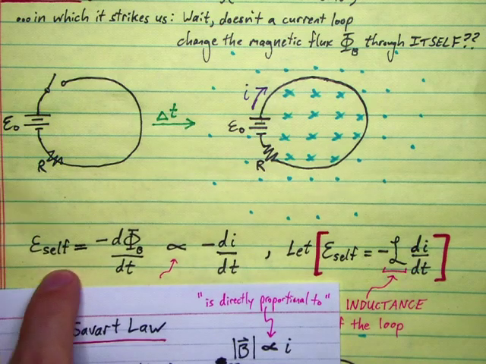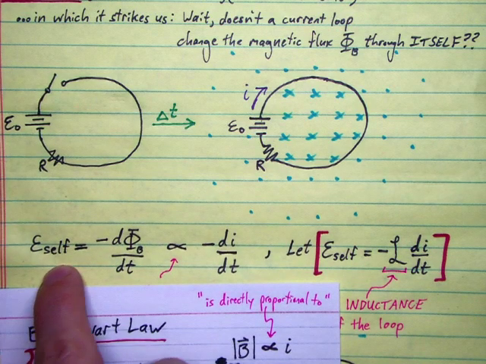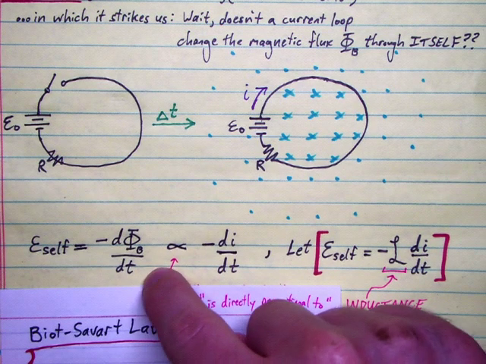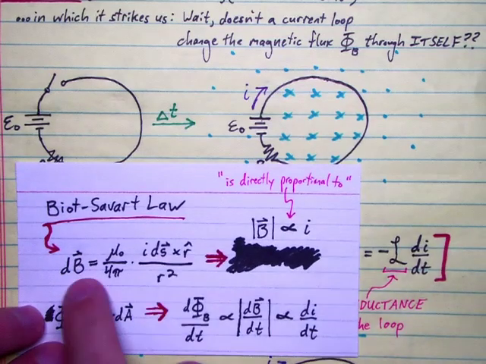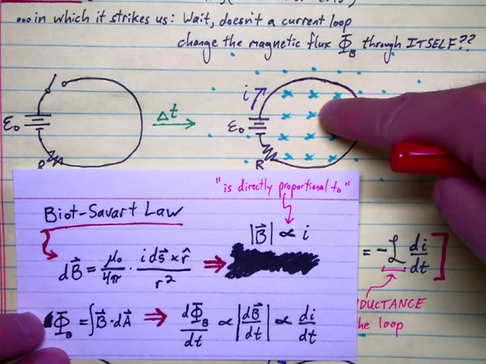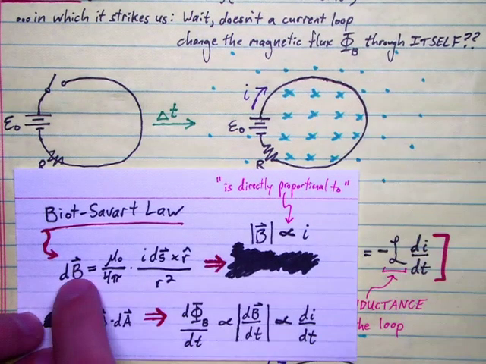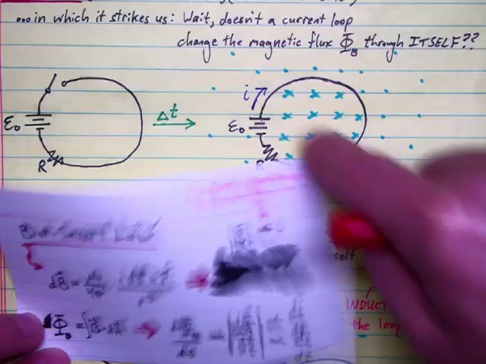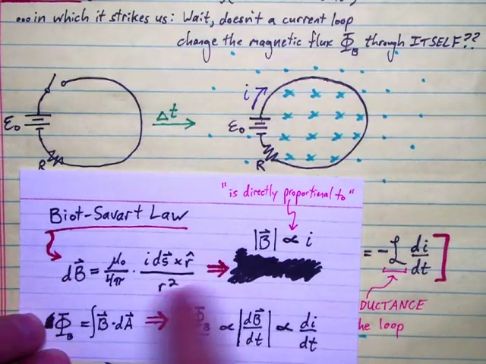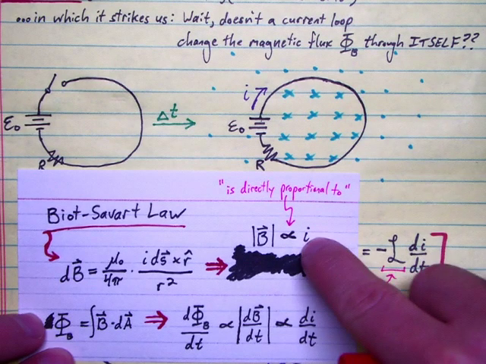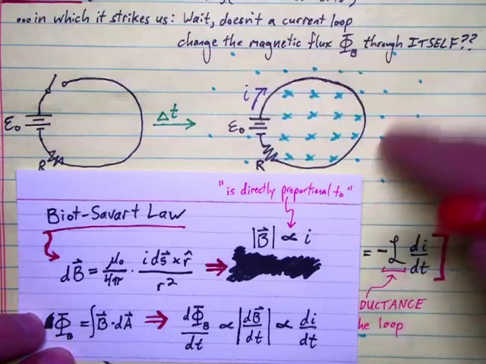Okay, so our self-induced EMF, our back EMF, is due to the changing magnetic flux through the loop due to the loop's own current. We can refer back to the Biot-Savart law and note that the magnetic field that the loop is creating is going to be proportional to the current in that loop. This law implies that the total magnetic field we get at any given point will be proportional to the current flowing through that loop.